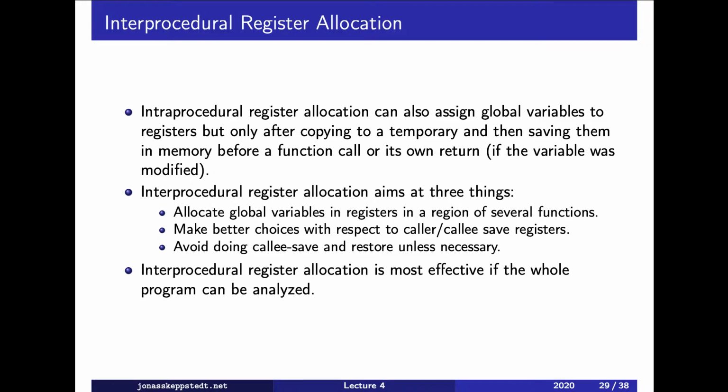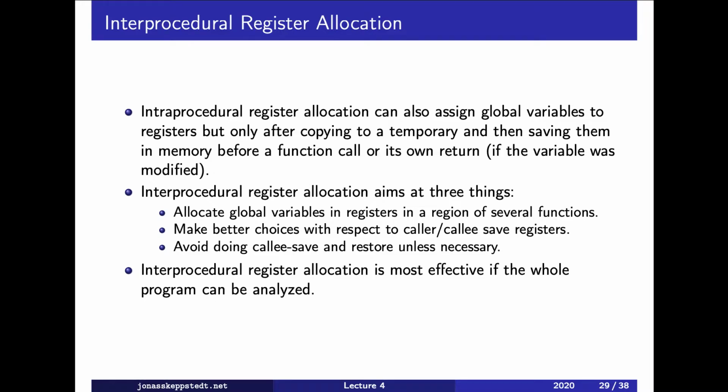Global variables are sometimes copied into local variables, used as local variables, and then written back if needed. That is done in intra-procedural register allocation. It's one form of something called register promotion.